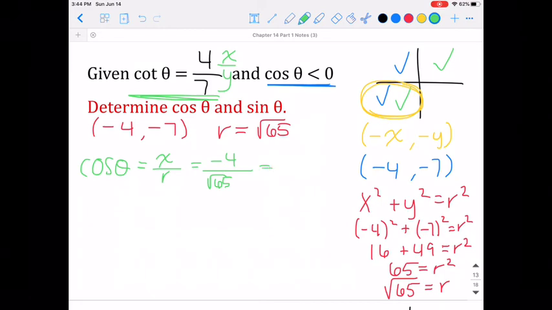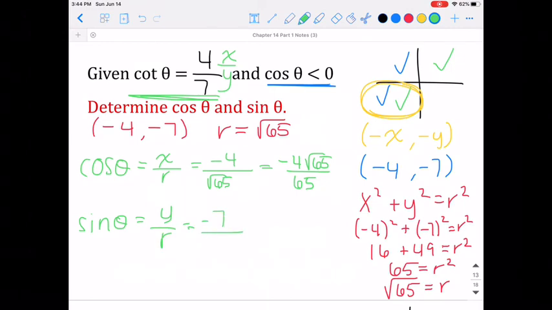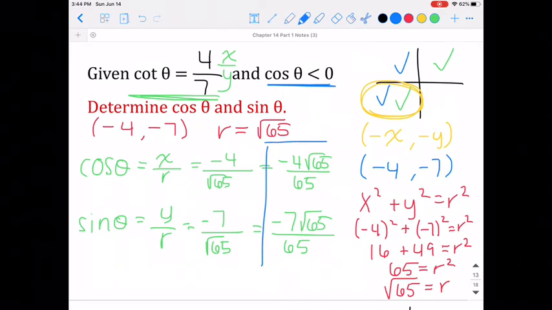When we multiply top and bottom by radical 65, we get -4 radical 65 over 65 for the cosine of theta. And for sine of theta, we have y over r, so that's going to be -7 over radical 65. Again, we have to rationalize, so you multiply numerator and denominator by radical 65, and that becomes -7 radical 65 over 65, and we're done. So those are cosine theta and sine theta based off of the information that we're given.